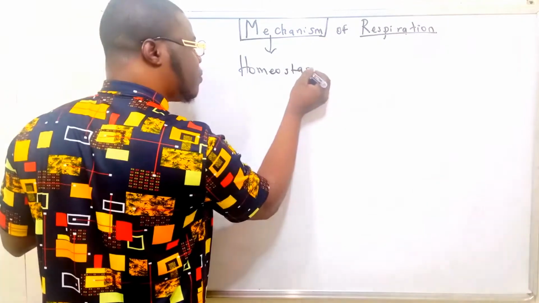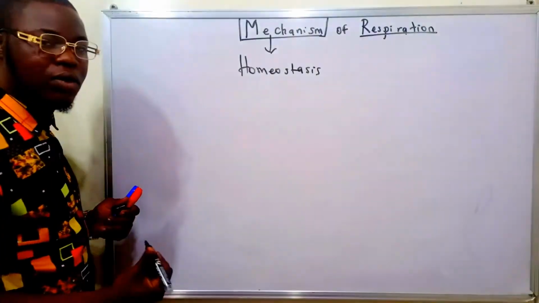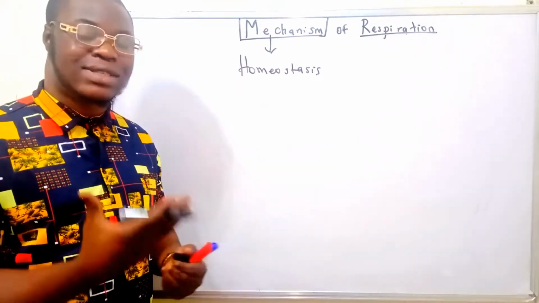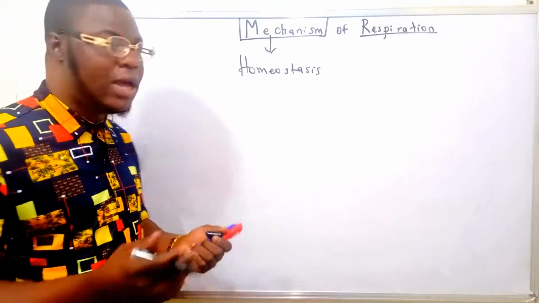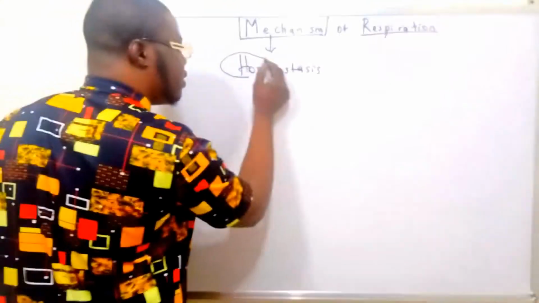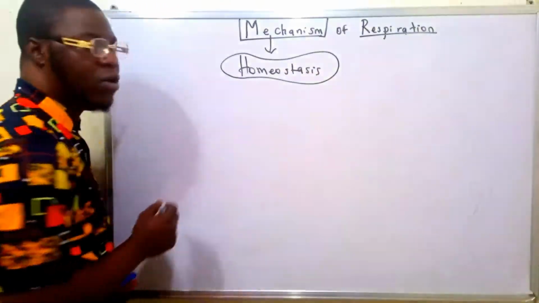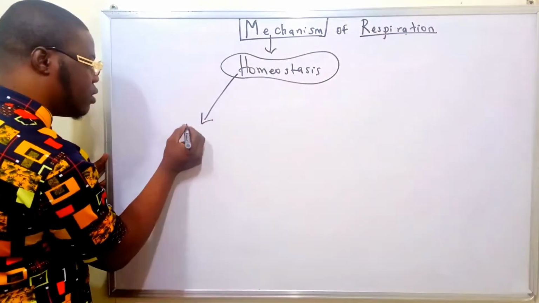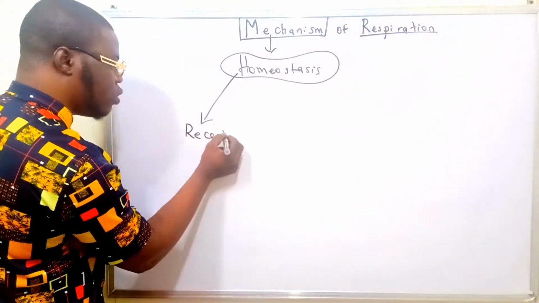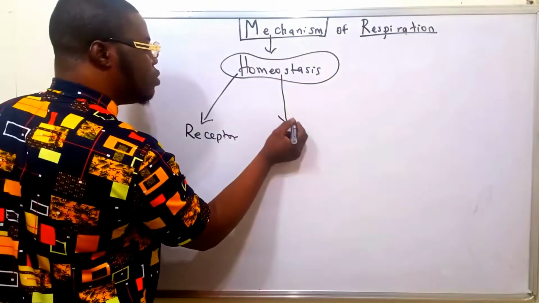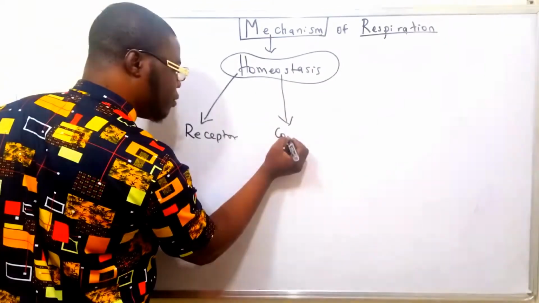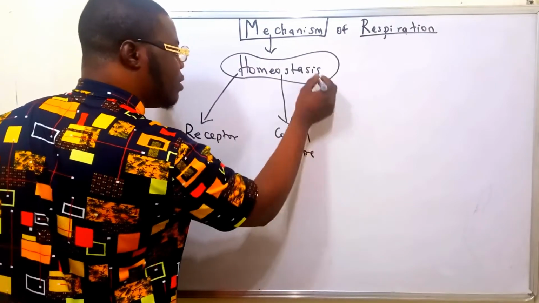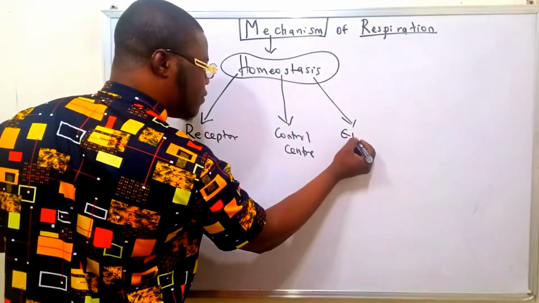Homeostasis is the maintenance of a constant, balanced, or stable internal environment of an organism. And we said homeostasis presents with three major components. The first component is the receptor, the second one is the control center, and the last one is the effector.